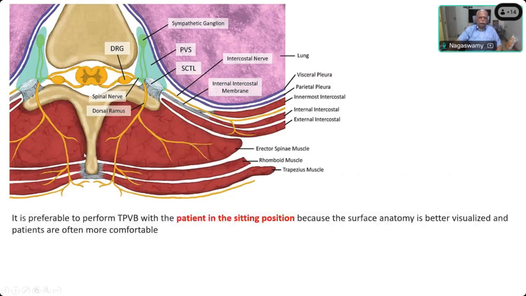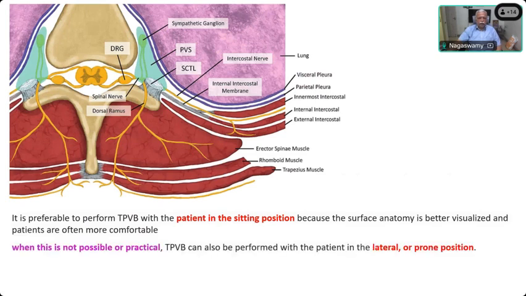So it is preferable to perform thoracic paravertebral block with the patient in sitting position because the surface anatomy is better visualized and the patients are often more comfortable for this. And when this is not practical or possible for some reason, then you can use the lateral or prone position.